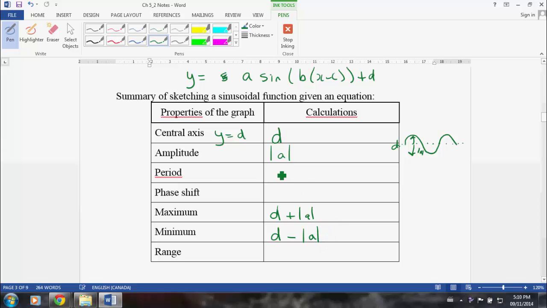So your period is equal to 2 pi divided by B. The phase shift is what C is, or how much it goes left and right, and your range is typically, range, remember, is all the y values that you can have, is going to be all real numbers. So you could say y is a member of all real numbers, or you could put it in this form here. You could say from negative infinity to positive infinity. Okay, so this is a good one to know, that graph here.